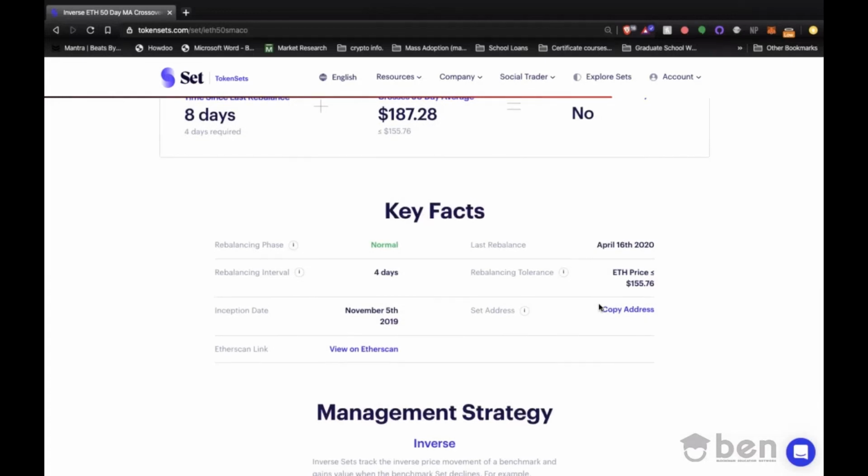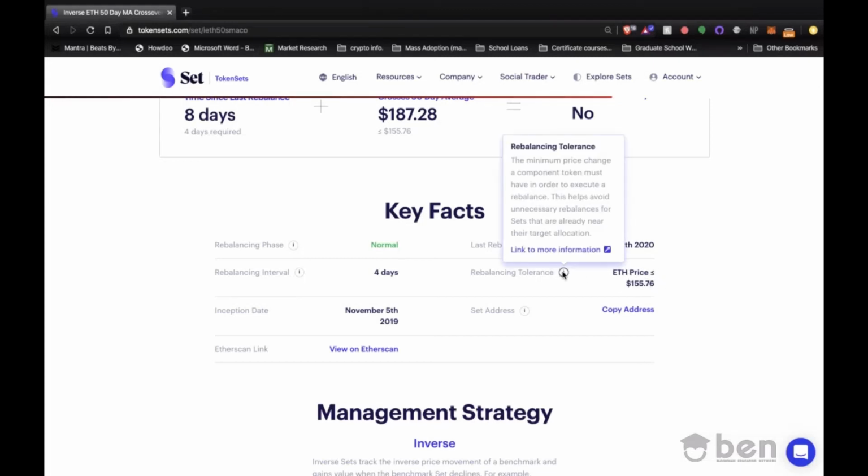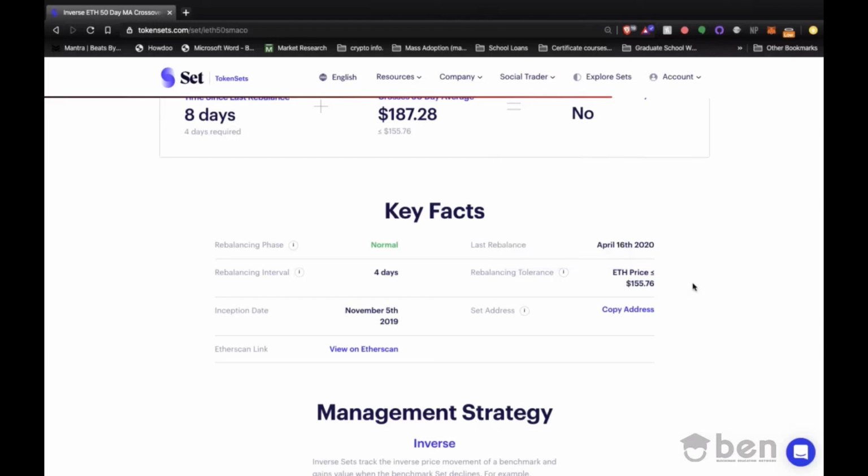This set in particular is rebalancing in normal phases. It rebalances in an interval of 4 days. The last rebalance was April 16th, and the rebalancing tolerance is the ETH price of less than or equal to $155.76. So what the rebalancing tolerance means is the minimum price change a component token must have in order to execute a rebalance. So it must meet this bare minimum before rebalance can be initiated.